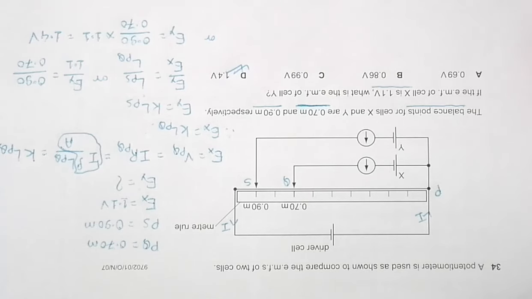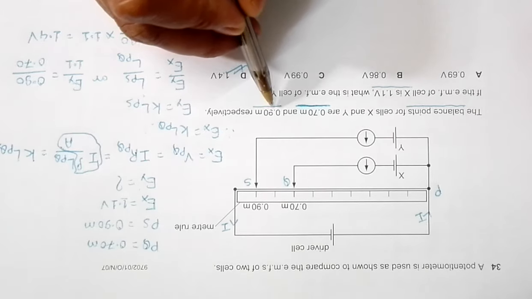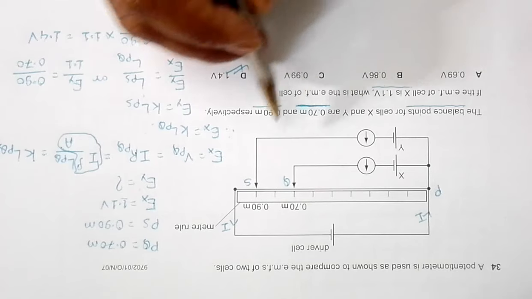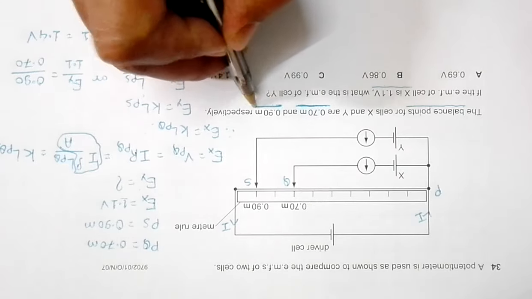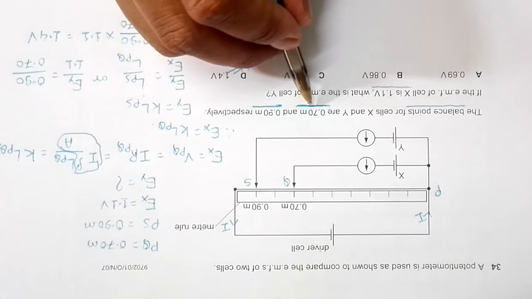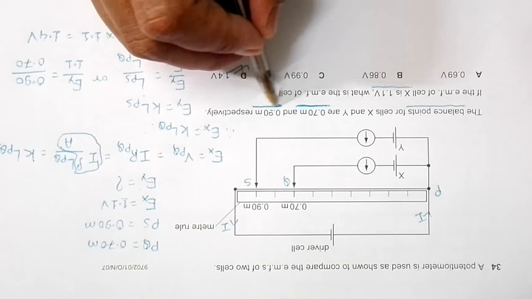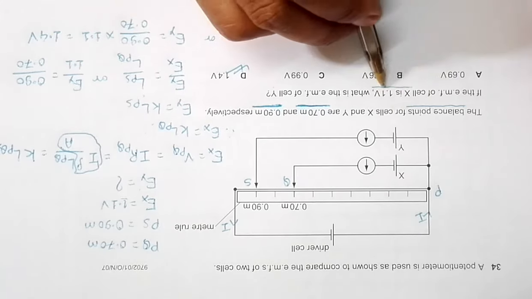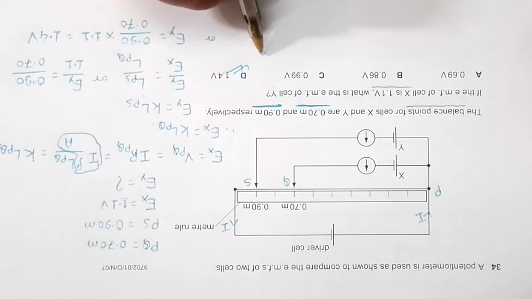Now this question can also be done in a different way. Since for Y the balance length is 0.90 meter and for X it is 0.70 meters, the balance length of Y is more than that of X, which means its EMF should be more, and the only choice where EMF is more than 1.1 is 1.4. So this is a shortcut to try this question. So the choice is choice number D.